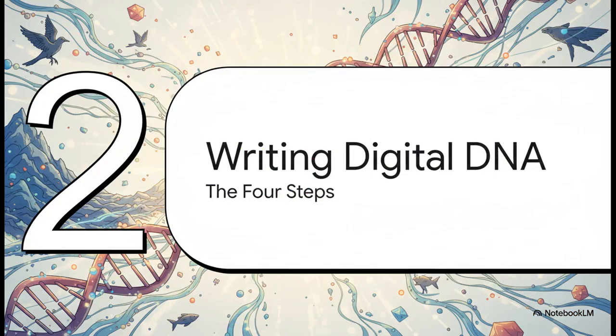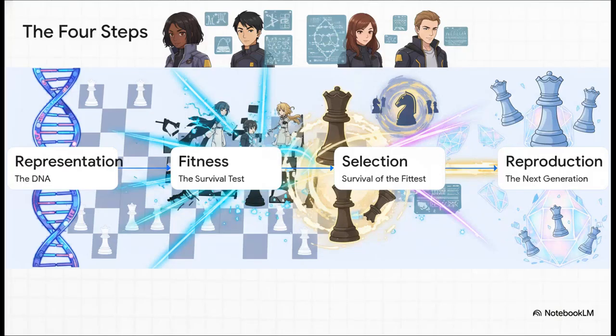Okay, that sounds awesome in theory, but how do you actually do that? How do you teach a computer to think like Mother Nature? I mean, how do you write code for survival? Turns out, it all boils down to a four-step process. And to make this super clear, we're going to walk through it using a classic puzzle, the 8 queens problem. The goal here is simple, but tricky. You've got to place 8 chess queens on a board so that none of them can attack each other.